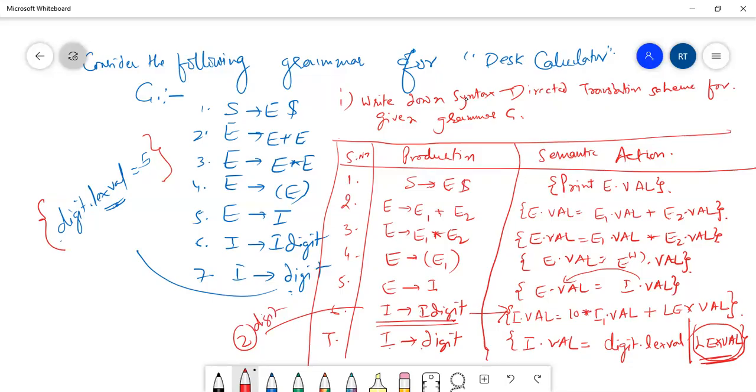Because I tends to digit, the 6th production rule gives me I tends to digit followed by digit. Right, digit followed by digit. If it is 23, for example, then we will write 20 multiplied by that particular place value plus 3. Okay. This is the way we are working. Clear? Is it fine?